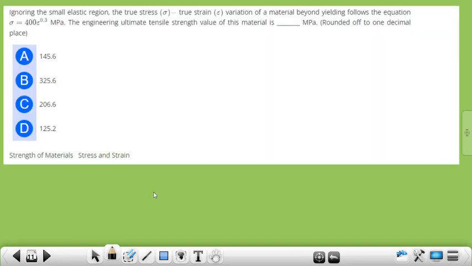Next question. Ignoring a small elastic region, the true stress sigma and true strain epsilon variation of a material beyond yielding follow the equation sigma is equal to 400 epsilon to the power 0.3 megapascal. The engineering ultimate tensile strength value of this material is what we have to find.